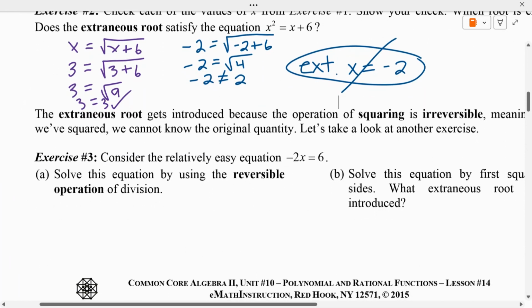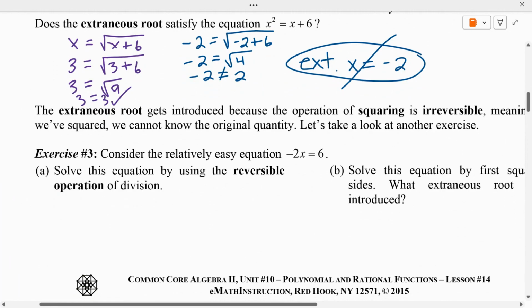So let's take a look at another example. It says, consider the relatively easy equation -2x = 6. Solve this equation by using the reversible operation of division. So if I wanted to solve -2x = 6, I would divide both sides by -2, and I find out that x equals -3, and that's because division is reversible.